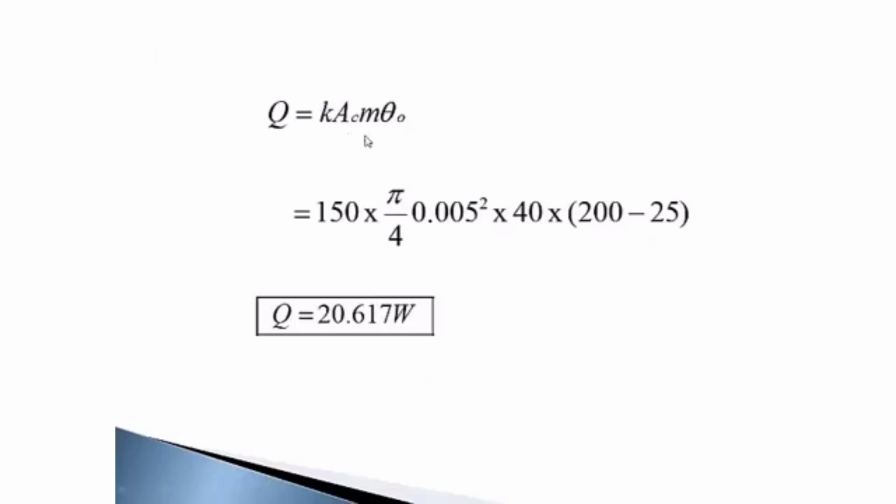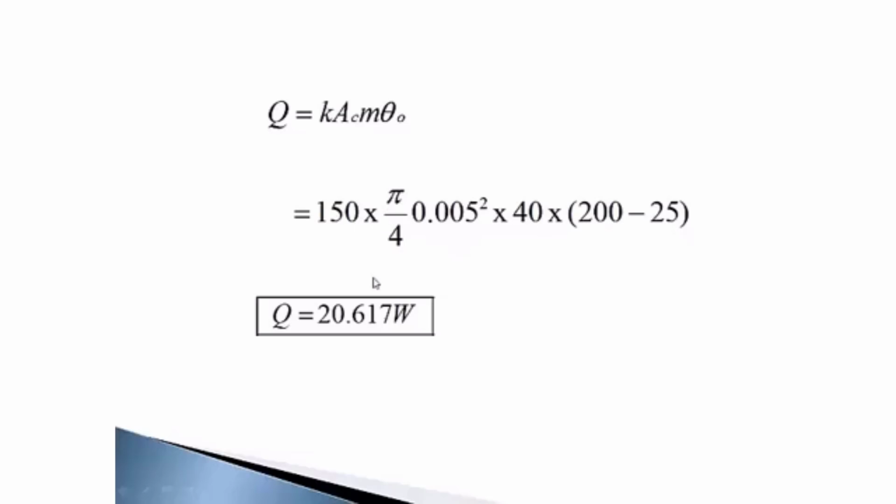Heat transfer for a long fin is given by kAc m theta 0. k, thermal conductivity, is 150 watts per meter Kelvin. Ac is pi by 4 d square, where d is the diameter 0.005, and m we have calculated as 40. Theta 0 is the base temperature difference, where the base was at 200 degrees centigrade and the surrounding was at 25 degrees centigrade. So at the root, the temperature difference between the base of the fin and ambient is 200 minus 25, or 175 degrees centigrade.